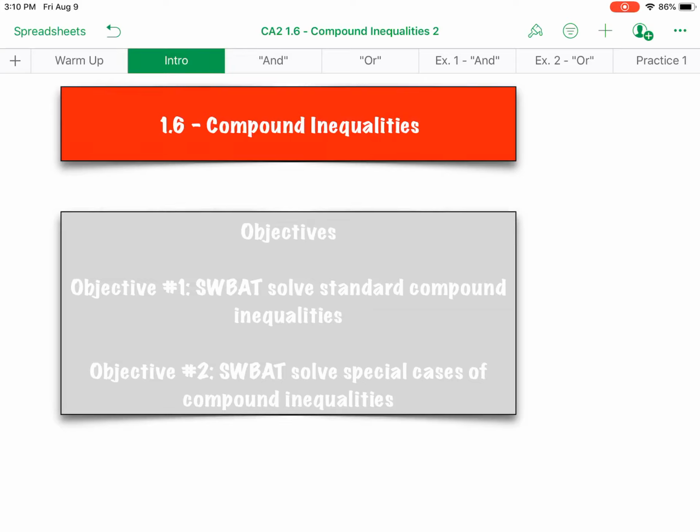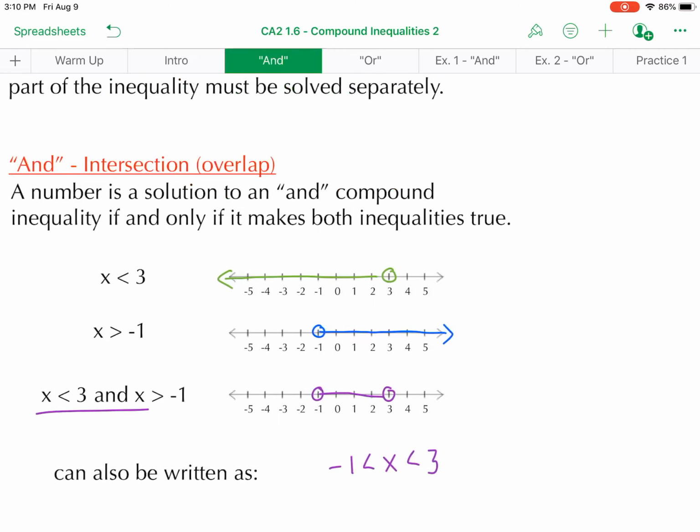All right, this is day 2 of compound inequalities. We're going to be looking at objective number 2 today, the special cases involving these types of inequalities. A quick review: compound inequalities containing the word and are referred to as intersections or overlaps. You can see what a typical intersection would look like here.